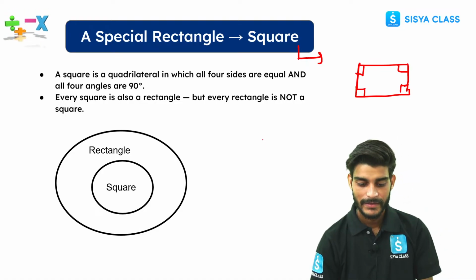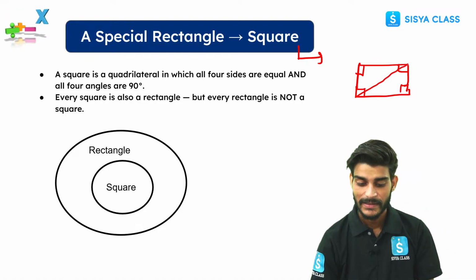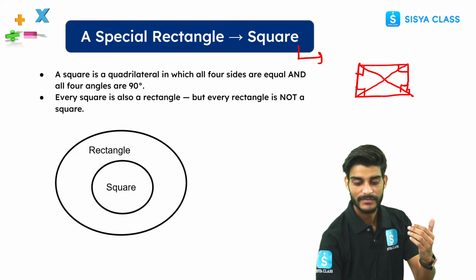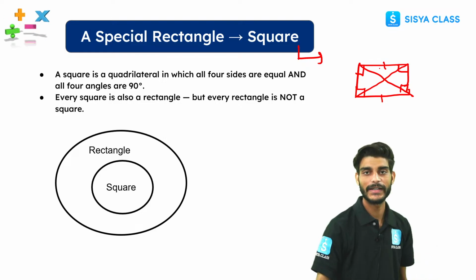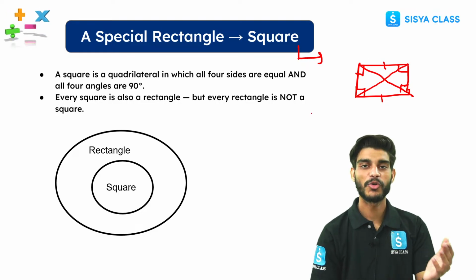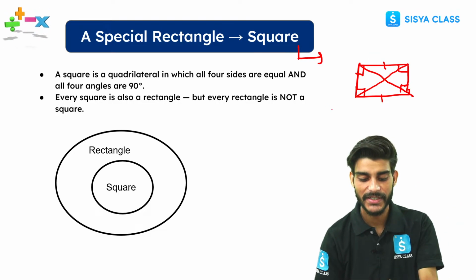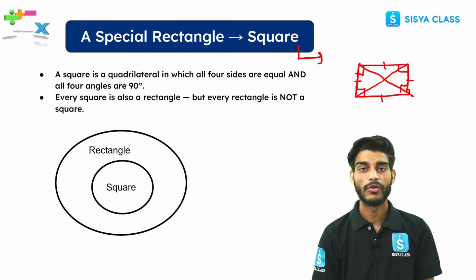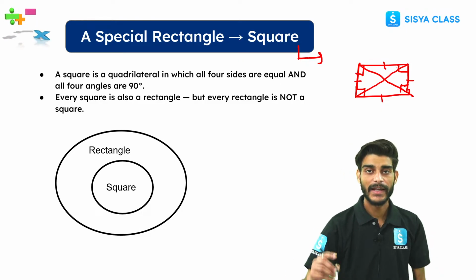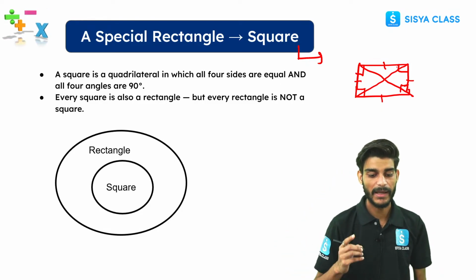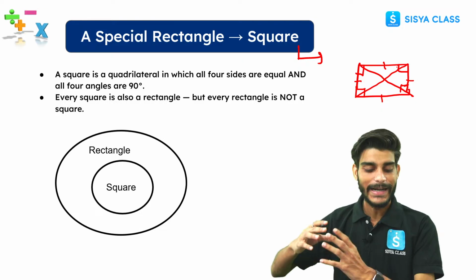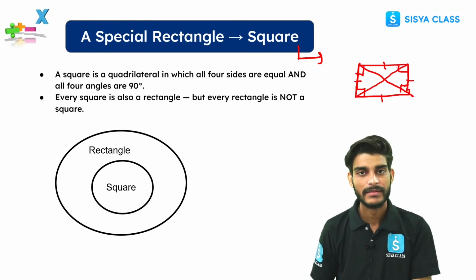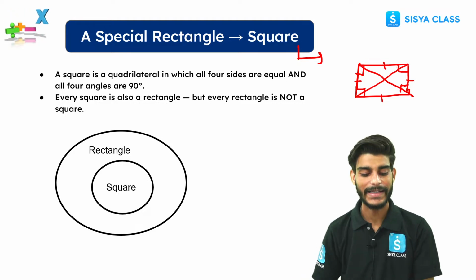Next, opposite sides are equal, obviously, as for a rectangle. So this is satisfying the properties of a rectangle, but there is some strict condition here that all four sides are equal. It is a rectangle, but with this strict condition it became a special family of quadrilateral called a square. So that is the difference between a rectangle and a square.